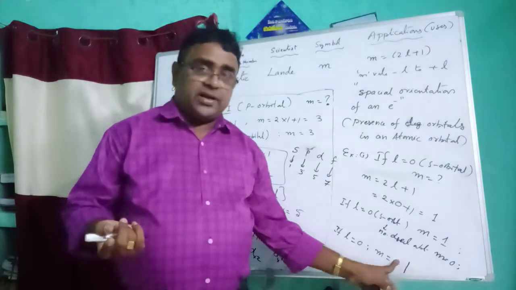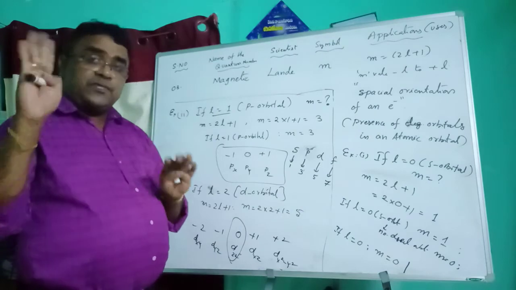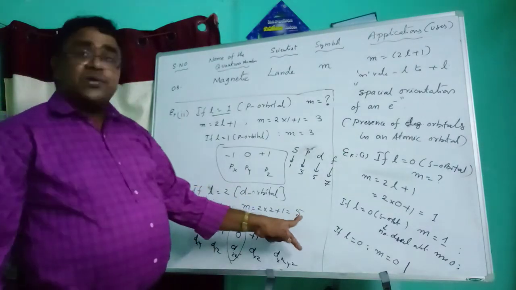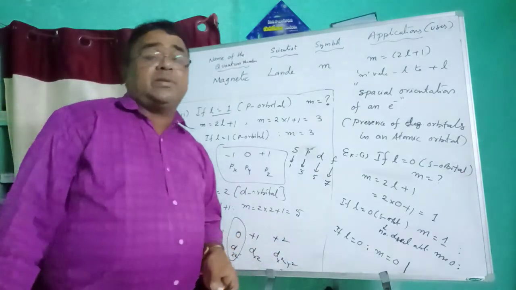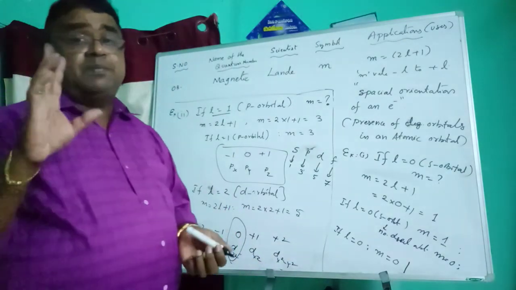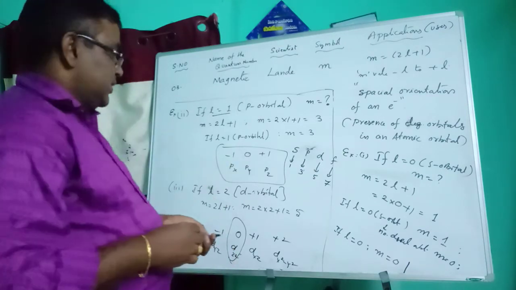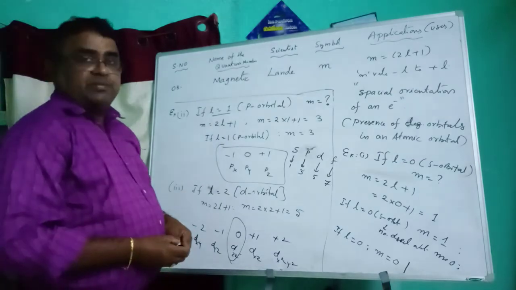There is no suborbital. Why does the d orbital split into only 5 orbitals? Because for the d orbital, the M value is 5. So the magnetic quantum number explains the splitting of an atomic orbital into suborbitals. So this is the magnetic quantum number.